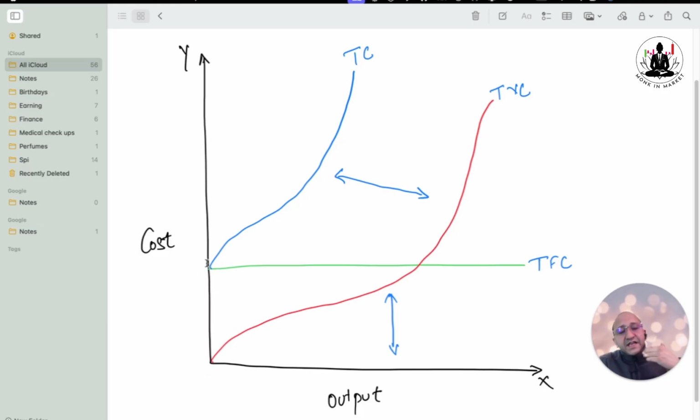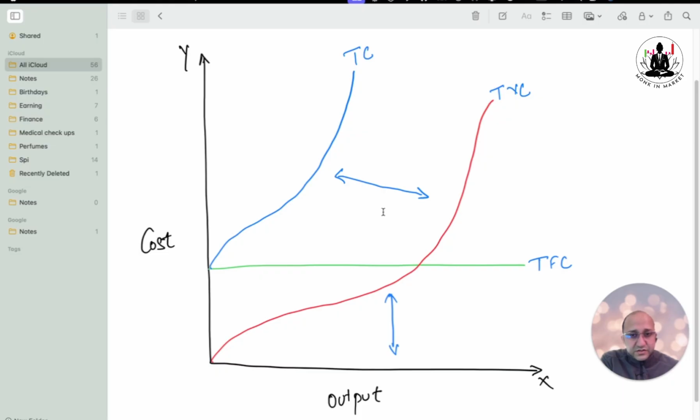Why? Because anyhow you have to pay the rents, you have to pay the salaries. You can't say, I'm not producing anything, so I don't want to give the salaries. You have to pay it, right? I am not using the factory right now, so I don't want to pay the rent. It's not like that. You always have to pay it.